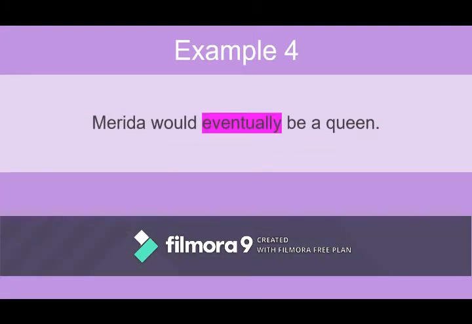Example 4. Merida would eventually be a queen. Eventually is not an adverb, meanwhile it is additional information telling when she would be a queen. If we remove it, the sentence still makes sense and will be: Merida would be a queen.